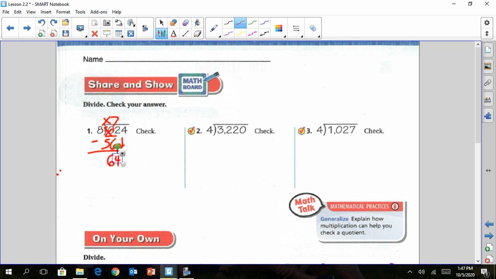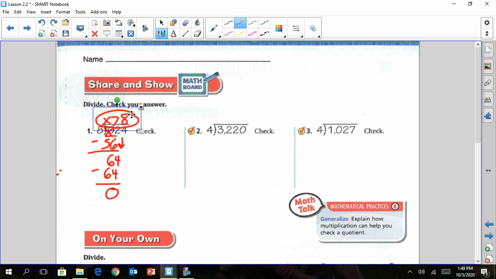You have to ask yourself, 8 times what gets me 64 or as close to 64 without going over? 8 times 8 equals 64. We multiply it, we get 64. We then subtract. We have no numbers left to bring down, so our answer here is just 78. Since we have a remainder of 0, we do not have to write remainder 0.